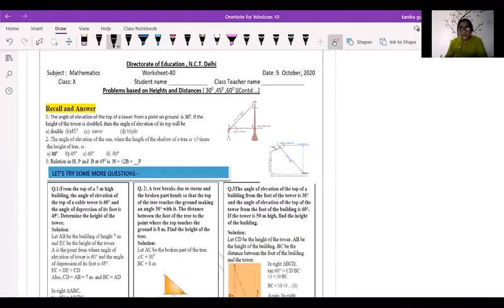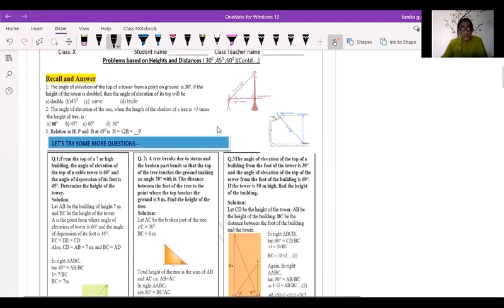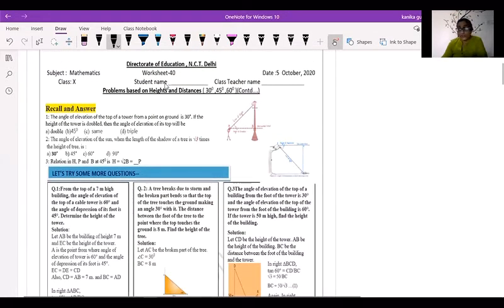Hello students, today our topic is DOE worksheet number 40. This problem is based on height and distance. Now we have to start. This is your worksheet. First of all, write your name and your class teacher's name.